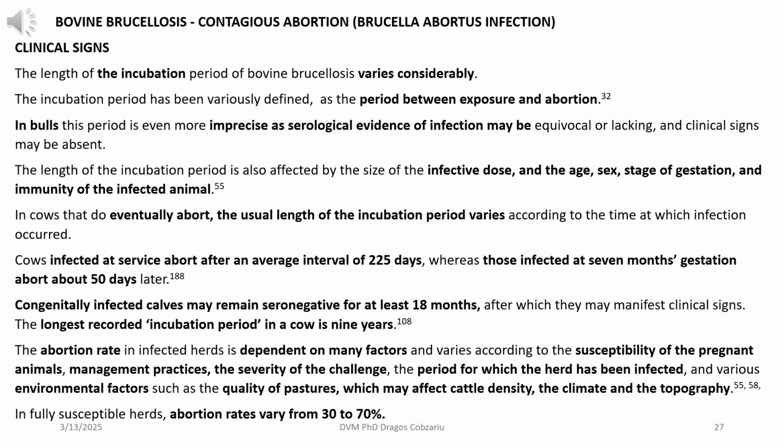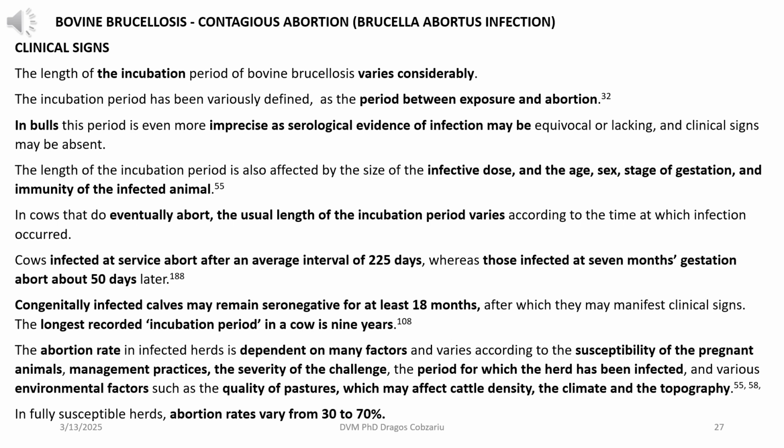Clinical signs. The length of the incubation period of bovine brucellosis varies considerably. The incubation period has been variously defined as the period between exposure and abortion. In bulls, this period is even more imprecise, as serological evidence of infection may be equivocal or lacking, and clinical signs may be absent.